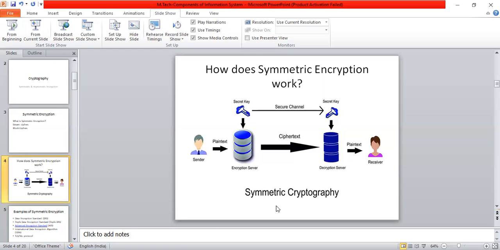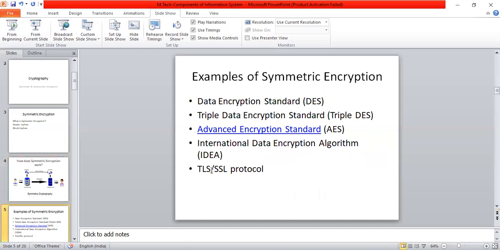Some examples we also discuss here. One very important example is the Data Encryption Standard, DES. The second example is Triple Data Encryption Standard, Triple DES. The next one is the Advanced Encryption Standard, AES. Then the International Data Encryption Algorithm, IDEA, and the TLS and SSL protocols.